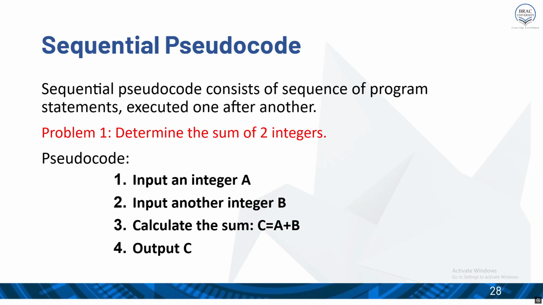First, we take an integer number, which is a whole number, as an input from the user and store it in variable A. Then we take another number from the user and store it in variable B. After that, we add the value of two variables A and B and store it in variable C. After that, we show the value of variable C as an output. As the program is executed sequentially, we call it sequential pseudocode.